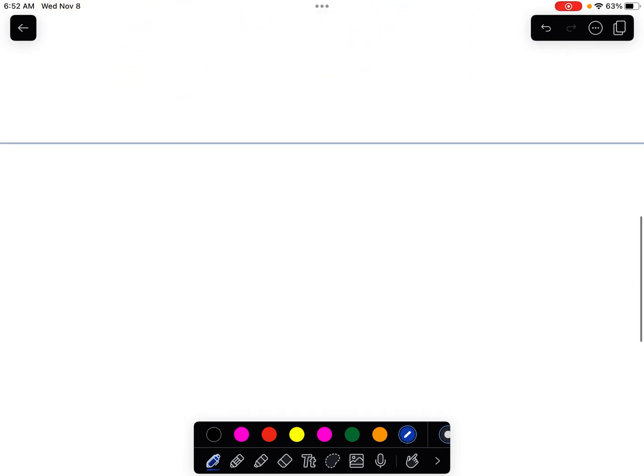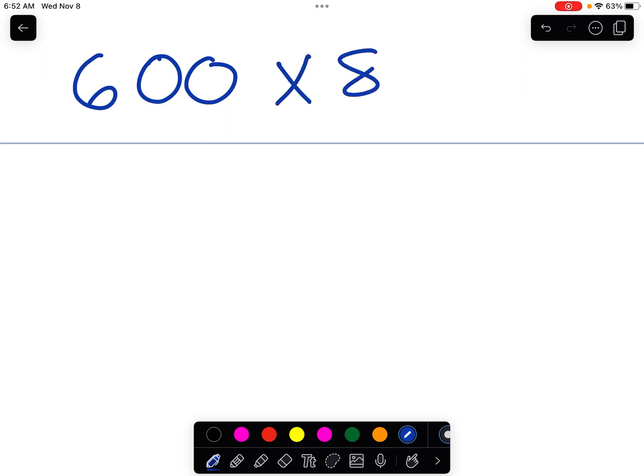What about when the numbers get really big? Like, what if we have 600 times 8,000? Woo-wee, those are big numbers, right? So again, same thing. We're going to do 6 times 8 first. 6 times 8 is 48.